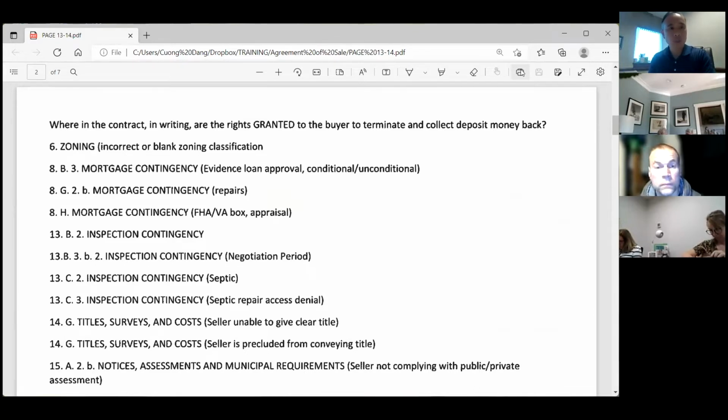So you can see right there, zoning, you know, right on page 3, it would be above the mortgage contingency. Remember, you have to put in, if it's not residential, whatever it is, the mortgage contingencies, evidence of loan approval, conditional or unconditional. If the seller backs out because they didn't receive it in time, or if they reject the mortgage contingency, the buyer is entitled to the deposit money. So there's all the list.